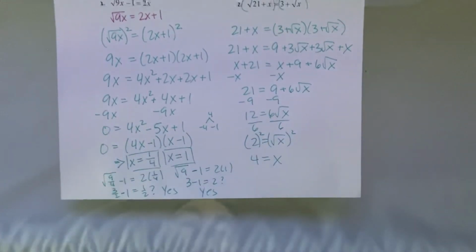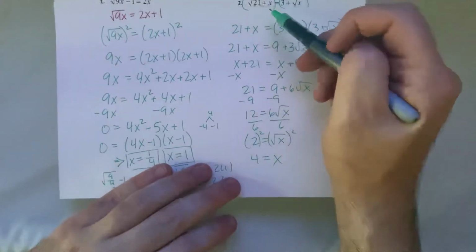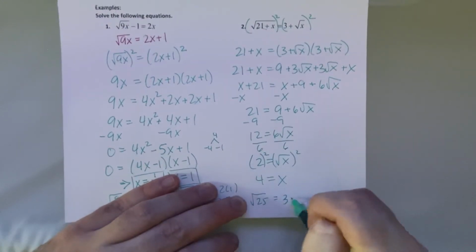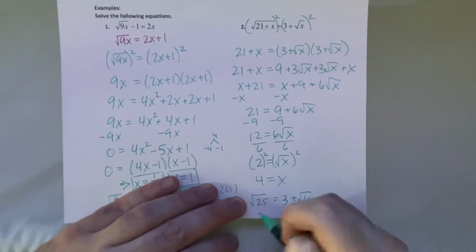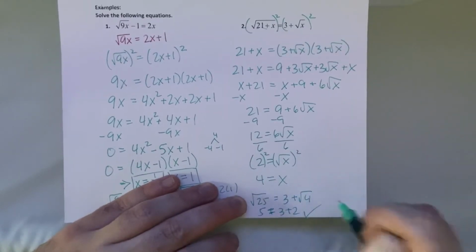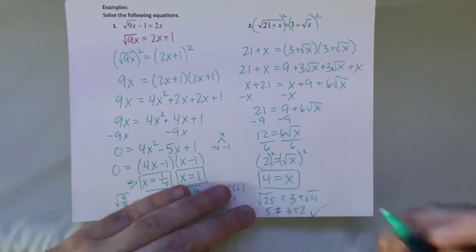Just to make sure, I would like to plug this back in. When I take the 21 plus 4 from above, that's the square root of 25. Is it equal to 3 plus the square root of 4? Well, that's 5 equals 3 plus 2, which is true. 5 is equal to 3 plus 2, which means my answer is good.